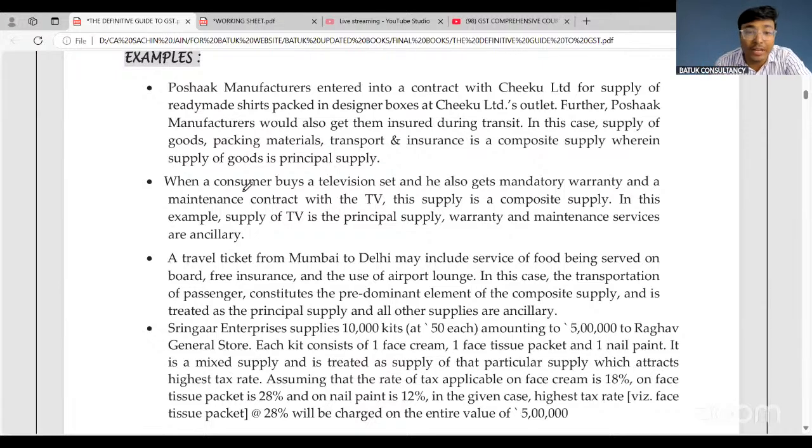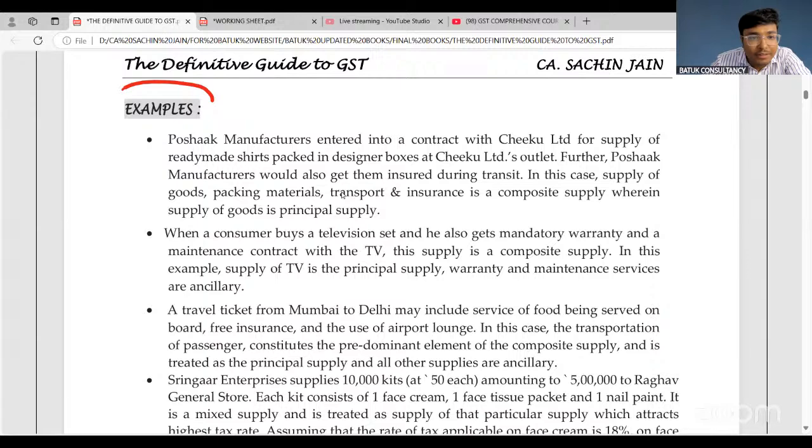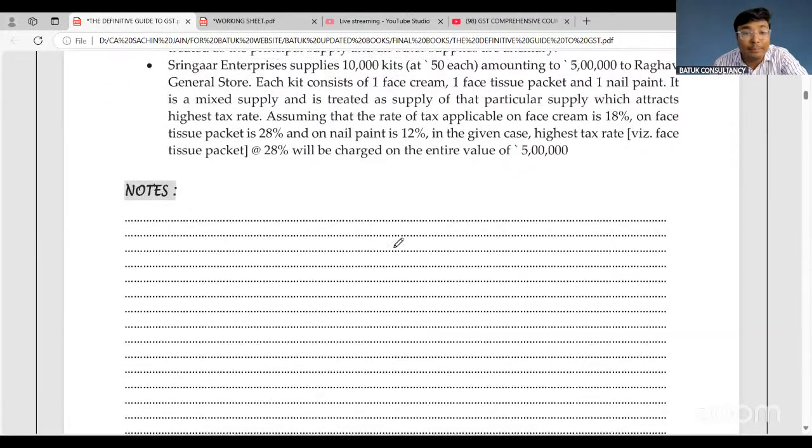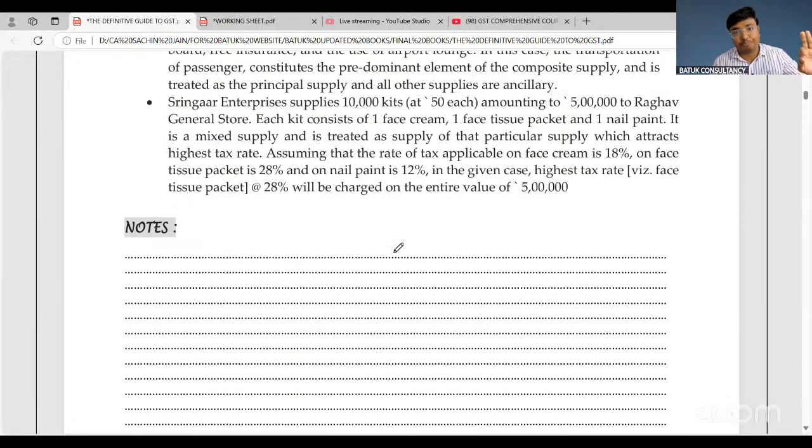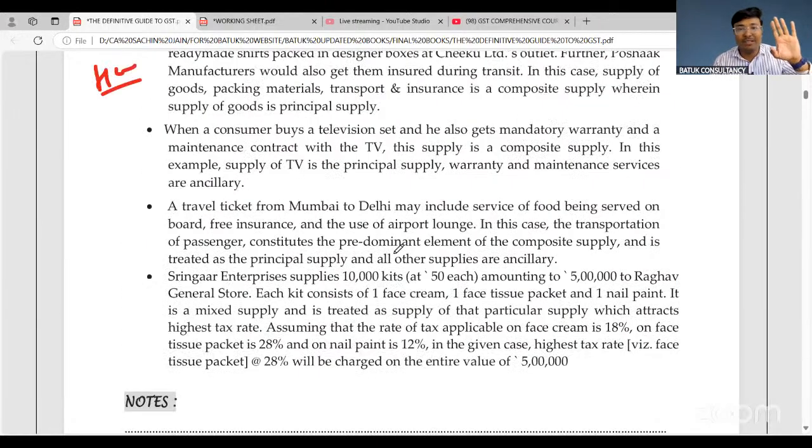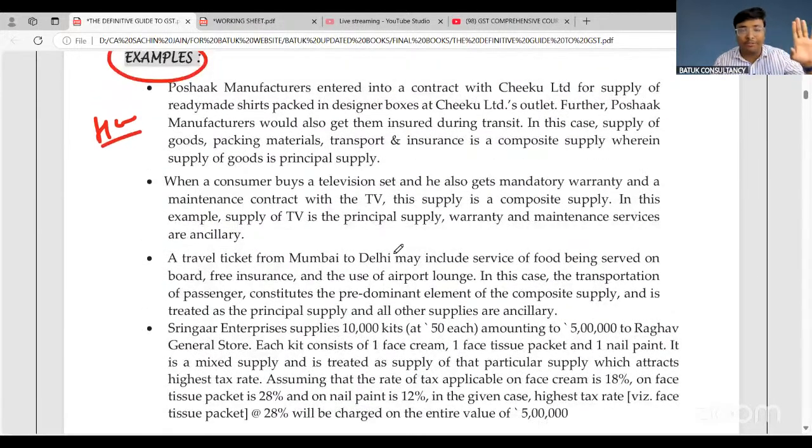We have certain more examples for clarity related to composite and mixed supply. So I request everyone to just go through the examples, and this is also homework. We have included multiple examples over there. Is homework okay for everyone, or do I need to cover the examples in the session itself? I am saying it for home or your office so that you can go through it, although the answer is already provided.